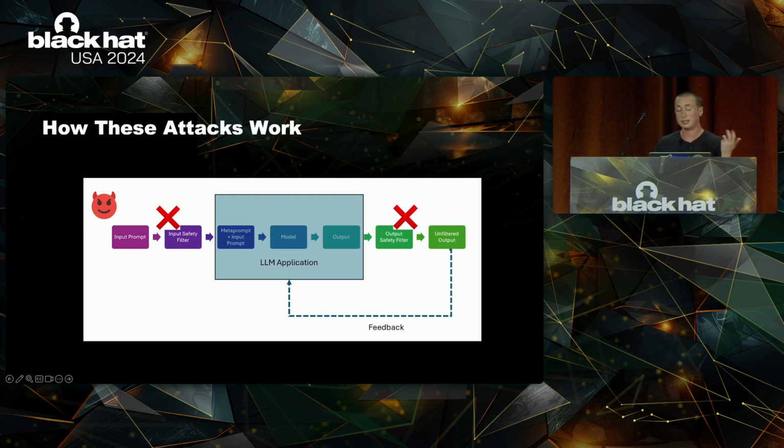So you have an attacker who gives an input prompt that does something that doesn't trigger the safety filter. It goes through, and it's given to the model with the meta prompt that gives the instructions, but the prompt is engineered in such a way that it actually allows an output that wouldn't otherwise be available and gets past the output safety filter.